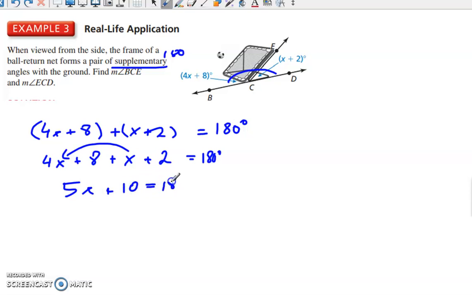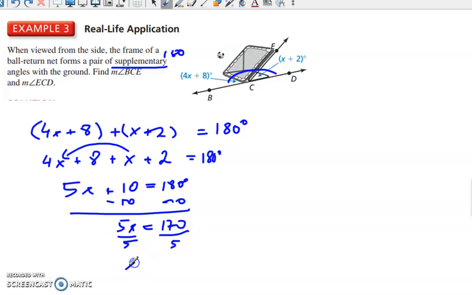Equals 180 degrees. Subtract 10 from each side. 5x equals 170. Divide by 5 on each side. And x equals 34. Alright, now that's not a final answer because we're looking for these measures, so now I need to plug that in.